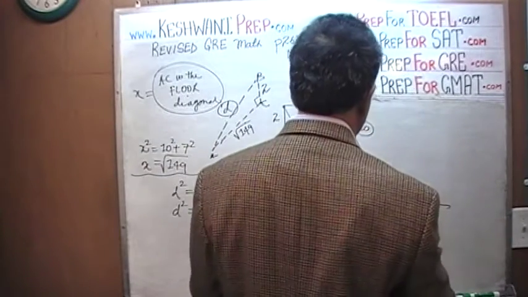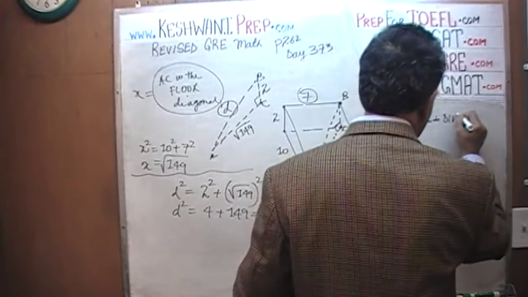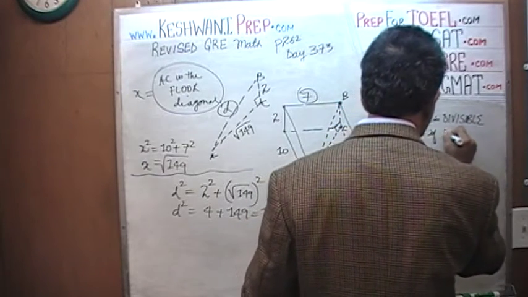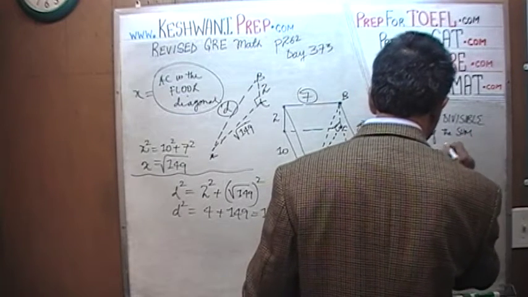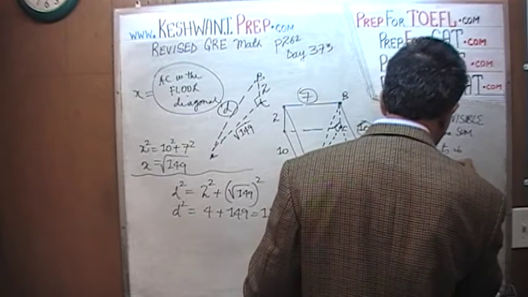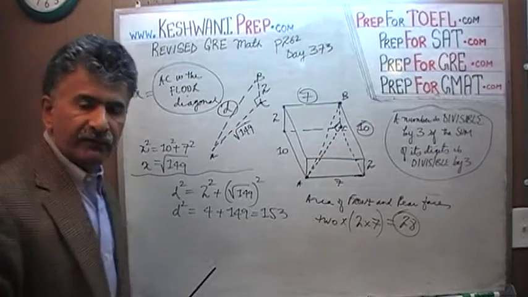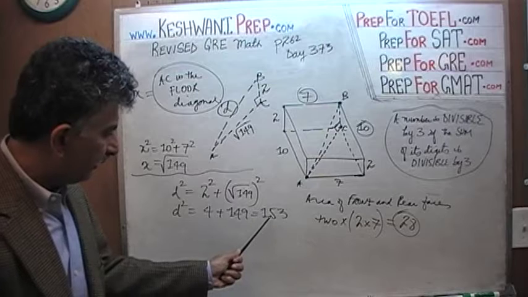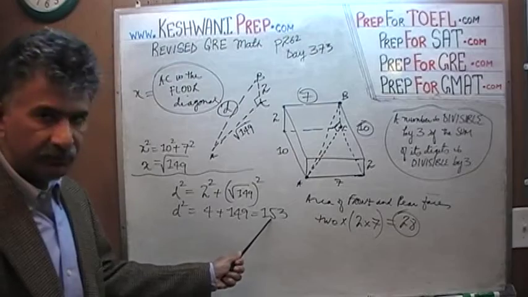A number is divisible by 3 if the sum of its digits is divisible by 3. If the sum of the digits of a number is divisible by 3, then the number itself is divisible by 3. Here what we have is 153. 1 plus 5 is 6, 6 plus 3 is 9. That tells us that 153 is divisible by 3.